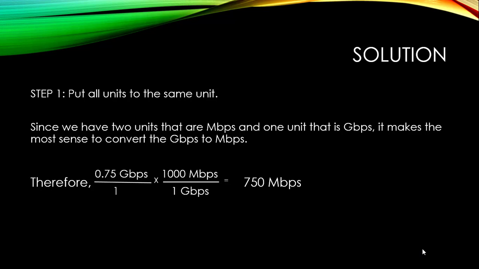In order to do that work, step 1, we had to put all the units to the same unit. This was our dimensional analysis. And so we did that. We set it up. We crossed our gigabits per second with our gigabits per second, leaving us with megabits per second, and we calculated a value of 750 megabits per second.